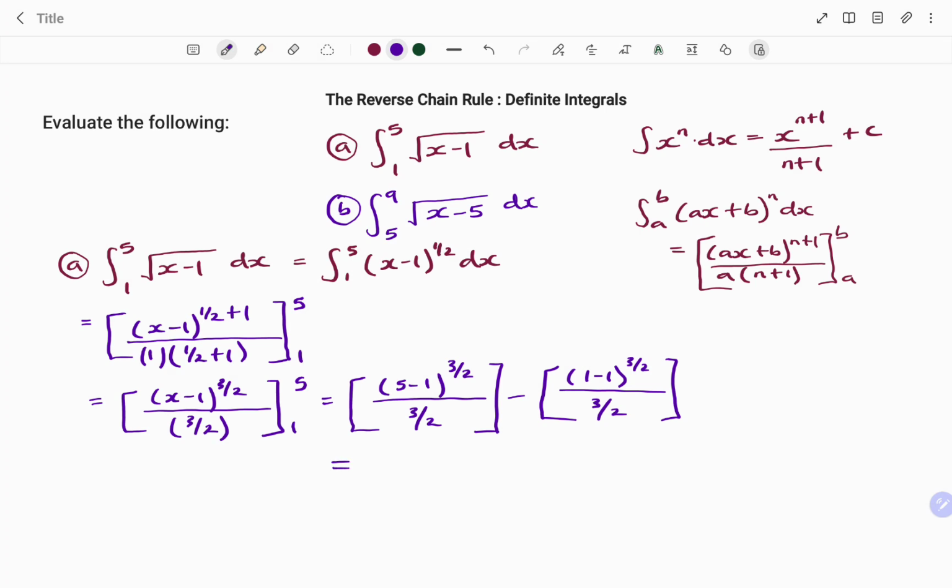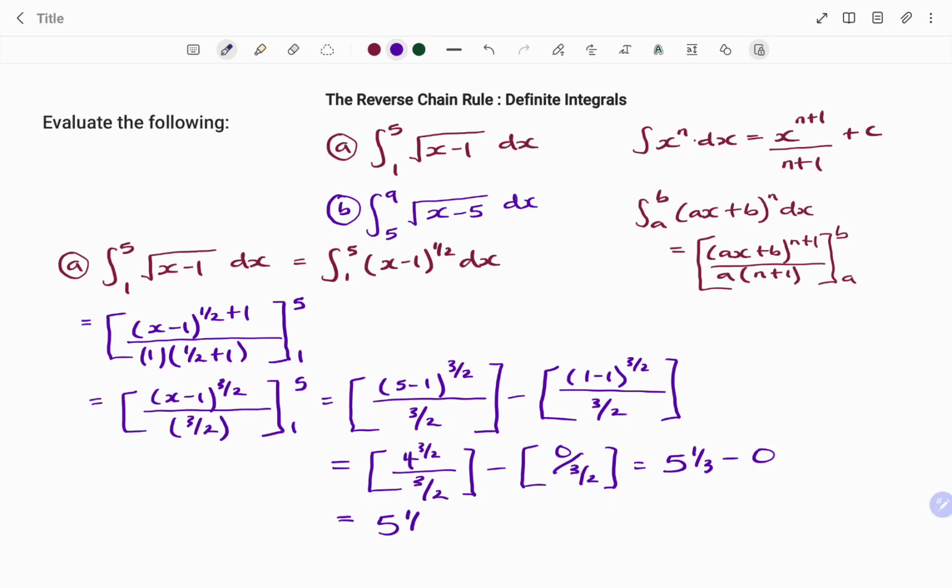So simplifying further, I have in bracket 5 minus 1, that's 4, to the power of 3 over 2 divided by 3 over 2, close bracket, minus, in the second bracket, 1 minus 1 is 0, and 0 to the power of any number is still 0, divided by 3 over 2, that will still give us a 0. So that's in the first bracket. If I find 4 to the power of 3 over 2, all divided by 3 over 2, that will give us 5 1/3 minus 0. So my final answer will be 5 1/3.